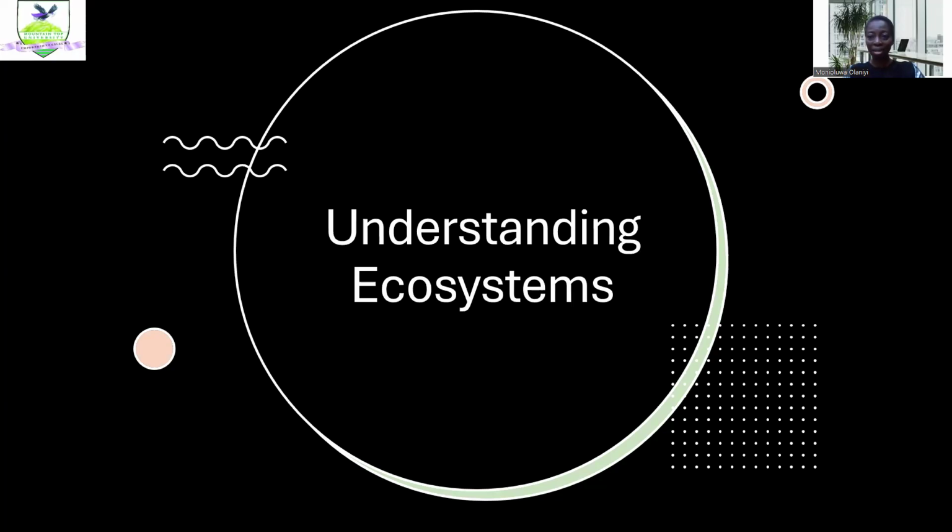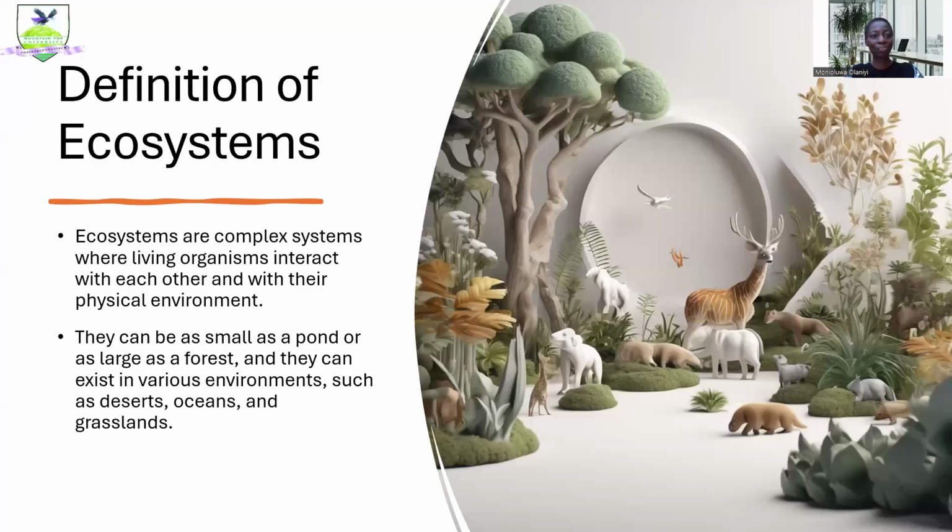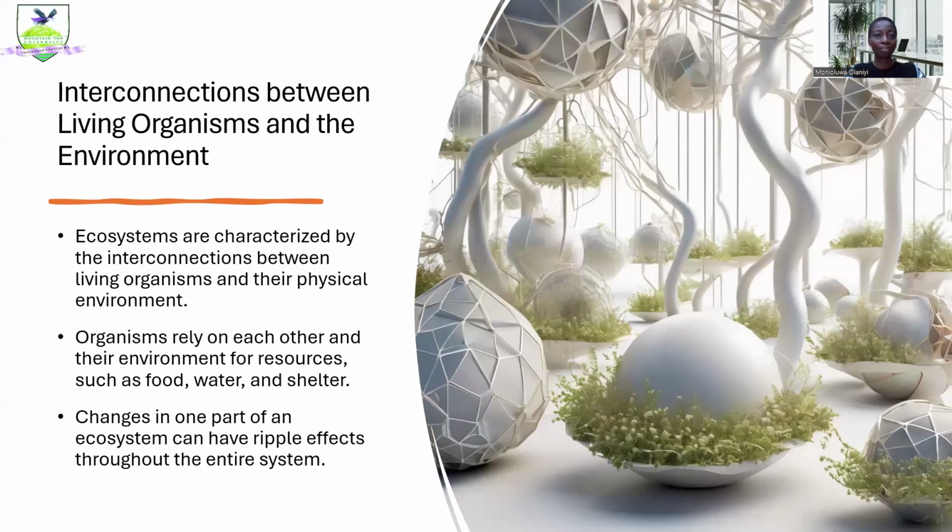So, a quick understanding of what ecosystems are. What are ecosystems? Ecosystems are complex systems where living organisms interact with each other and with their physical environment. They can be as small as a pond or as large as a forest, and they can exist in various environments such as deserts, oceans, and grassland.